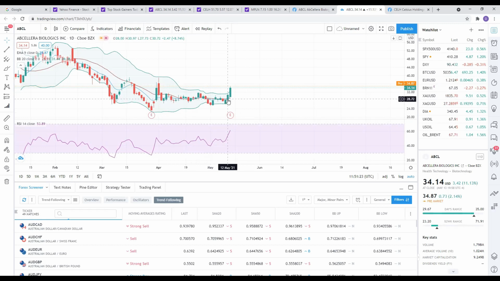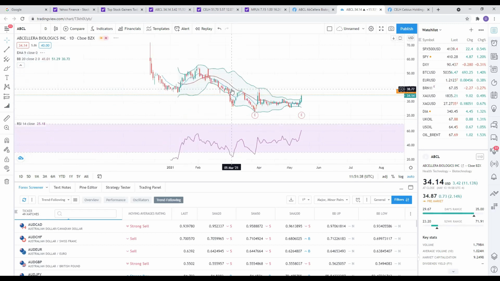We missed the entry point right here for the Bollinger bounce, because a Bollinger bounce occurred right here. We missed the entry point for a price crossover, because a price crossover occurred right here. And we now see the stock gone to the outside of the Bollinger band. So this suggests that there should be some form of price correction.